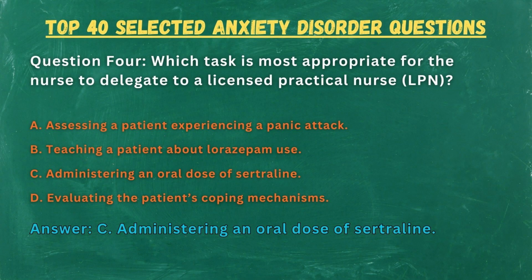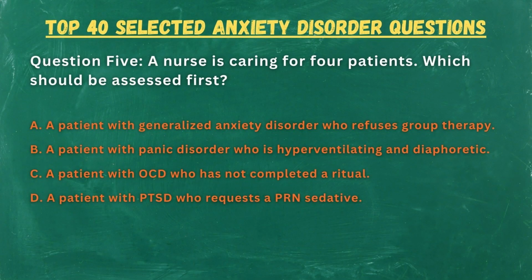Answer. C. Administering an oral dose of sertraline. Question 5. A nurse is caring for 4 patients. Which should be assessed first?